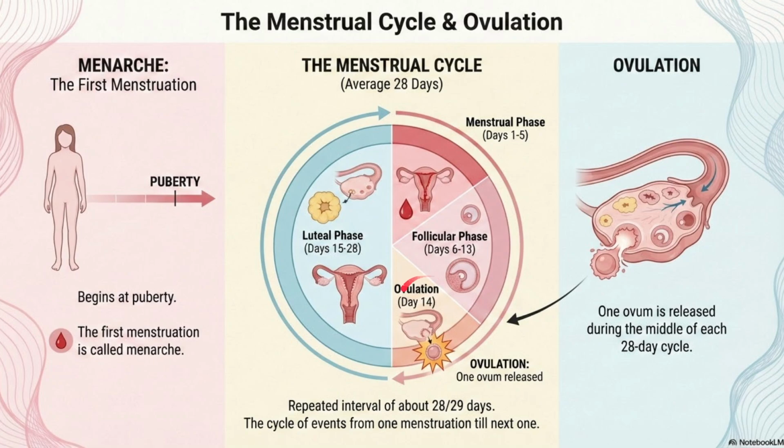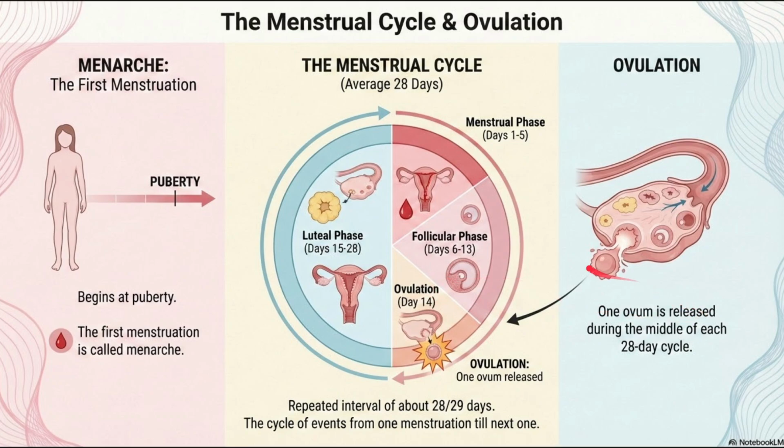Then we'll be having ovulation. Ovulation is going to happen in the middle of the cycle. You already know what is meant by ovulation. That is the process of release of the ovum. The process by which the ovum is released is what we call ovulation. One ovum is released during the middle of each 28-day cycle. In an average 28-day cycle, it will occur on the middle day, that is the 14th day.